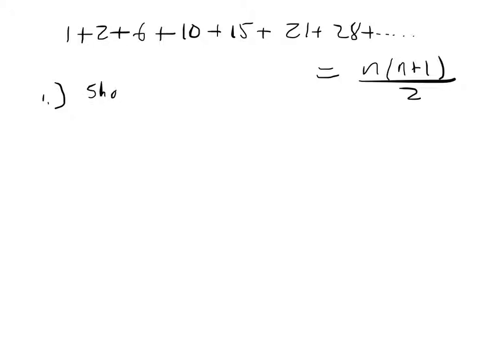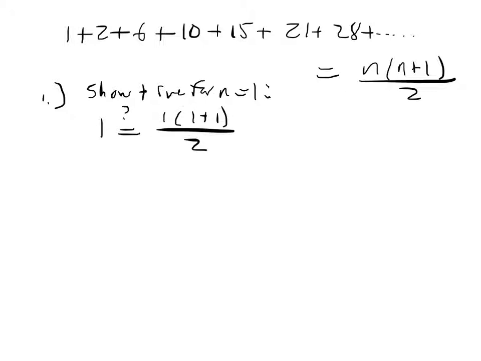I write down, show true for n equals 1. And it seems silly to do this arithmetic, but this is what you want to show in your work. For n equals 1, does 1 equal, and I put a question mark because I'm trying to show it, does 1 equal 1 times 1 plus 1 over 2? That's plugging in n equals 1 directly. Simplify that, equals 2 over 2 equals 1. Check. So that's half my proof for proof by induction. I've shown the formula is true for n equals 1.